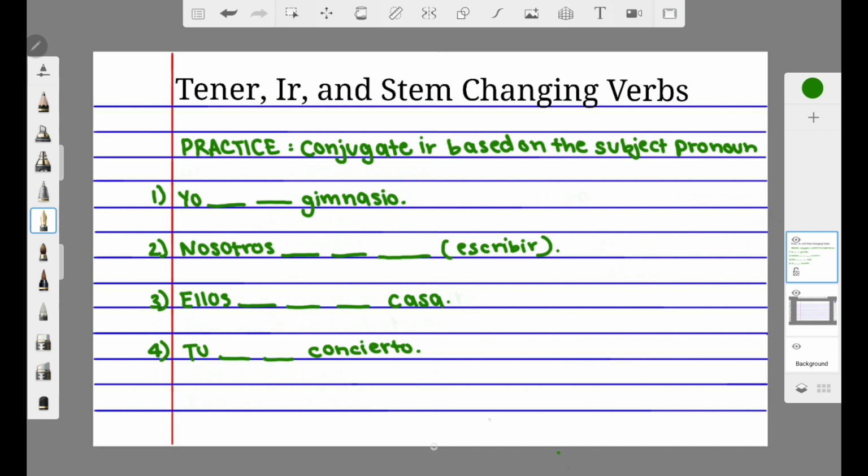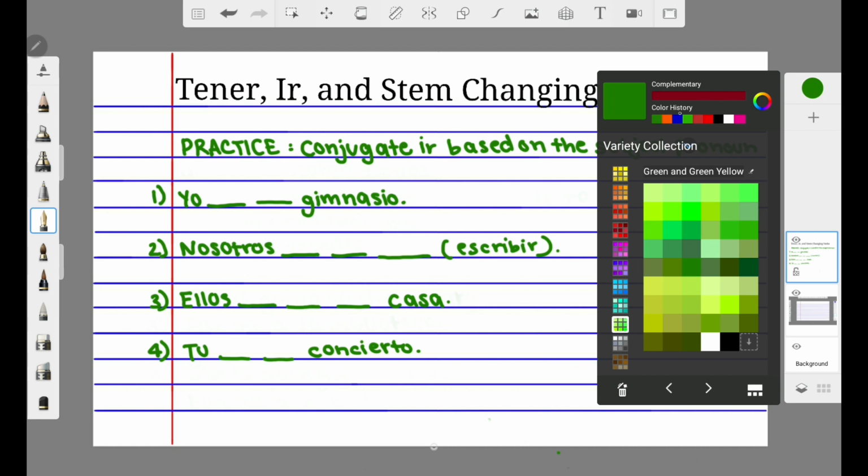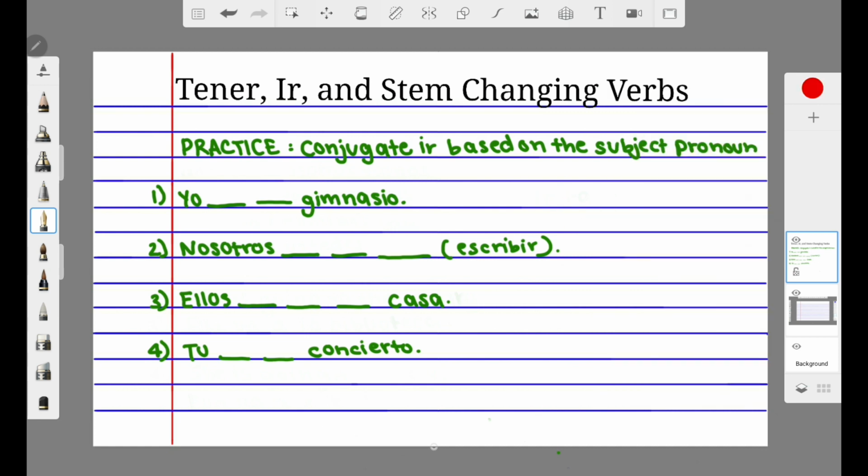Alright, now you have your practice for ir. Conjugate ir based on the subject pronoun given. Okay, first one. We have yo, conjugate ir a, and then gimnasio. So first, ir, so yo voy. And then we have a plus el because this is masculine. So yo voy al gimnasio.